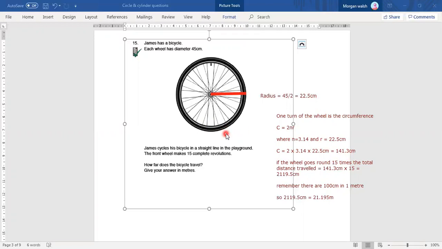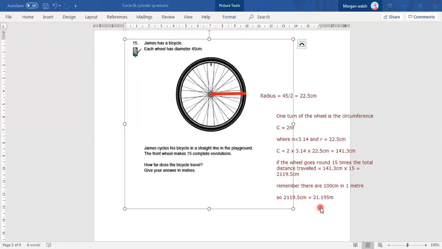It tells you here the front wheel makes 15 complete revolutions, so it goes around 15 times. To find out how far it goes, we multiply by 15. So 141.3 times 15 gives you 2,119.5 centimeters. It wants its answer in meters, so we divide by 100, which gives us 21.195 meters.